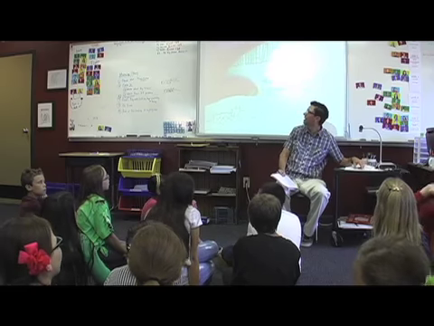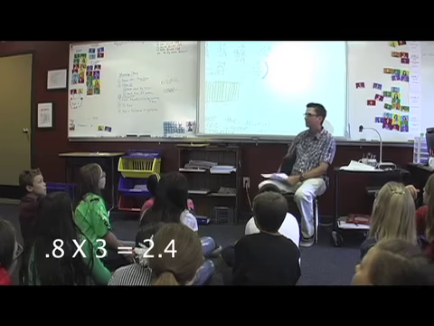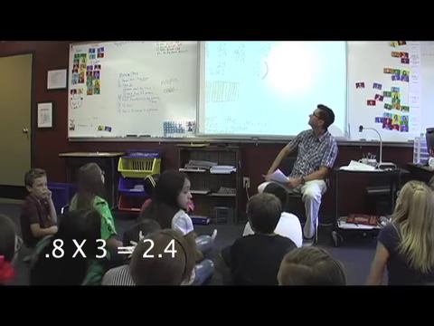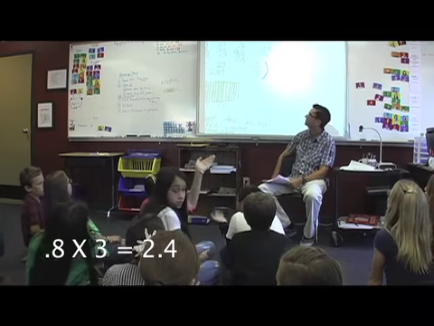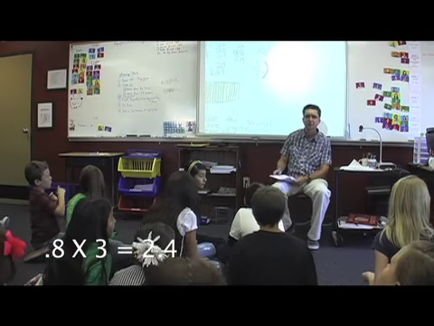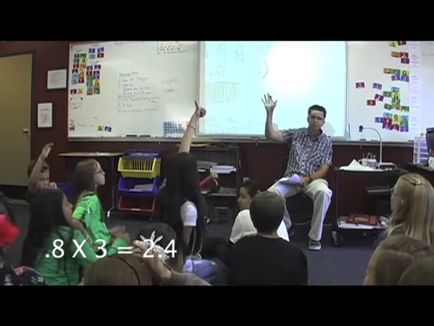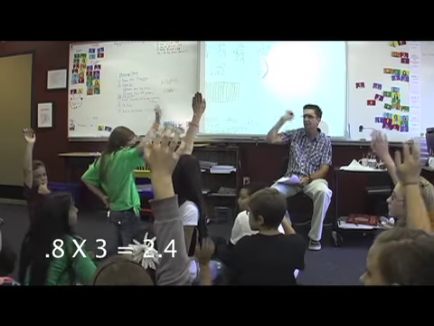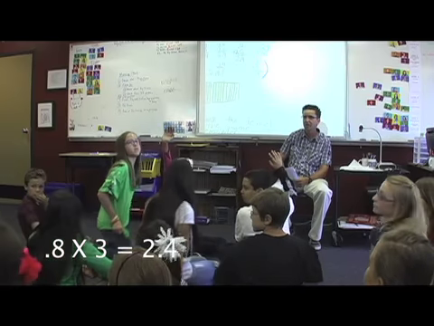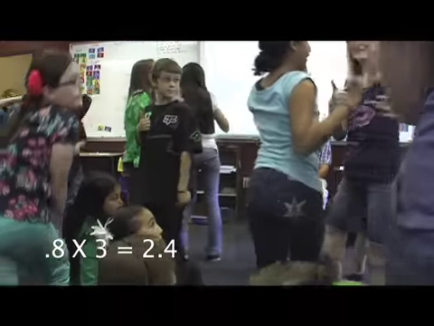Take a look at this one right there. Talk to your neighbor. Is that 2.4? Go. Now let's take a vote again. Raise your hand if you agree that that is 2.4. Raise your hand if you think it's not 2.4. Okay, stand up and go find somebody with your thumb that disagrees with you. You can have two thumbs.